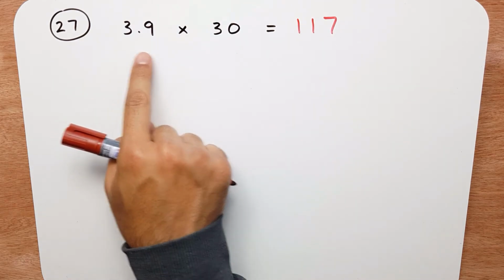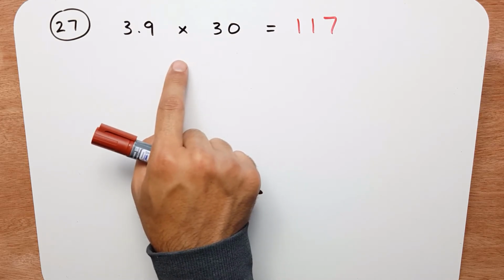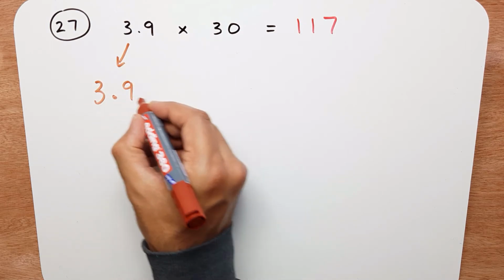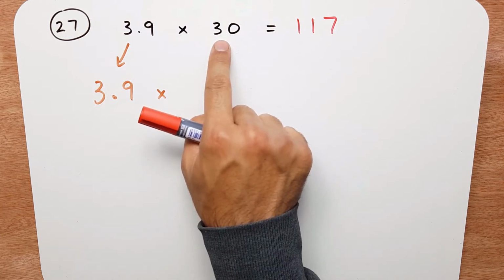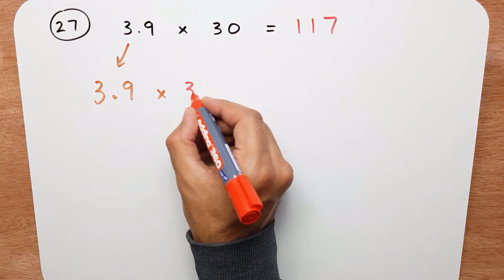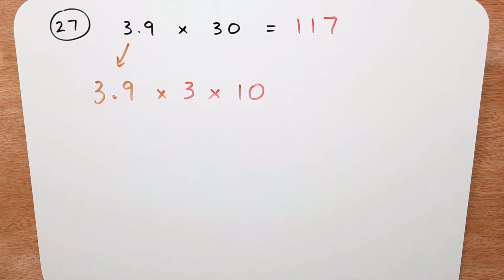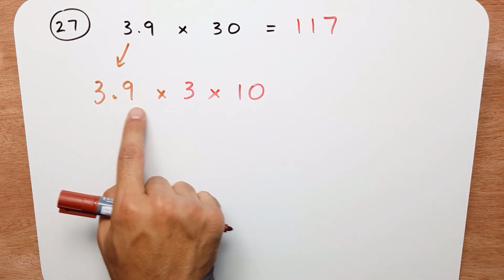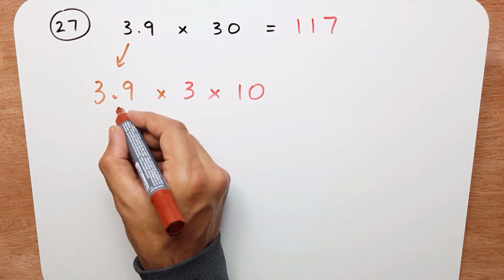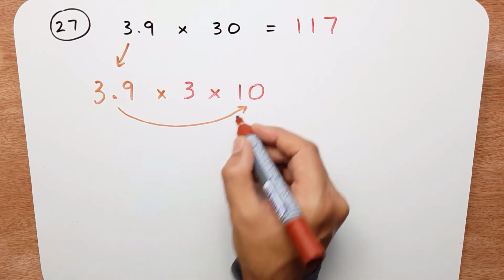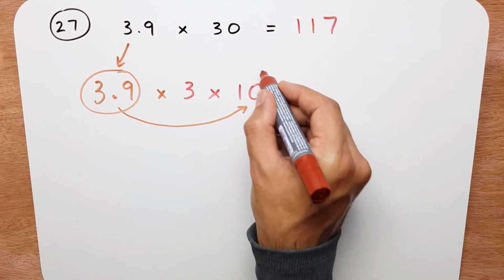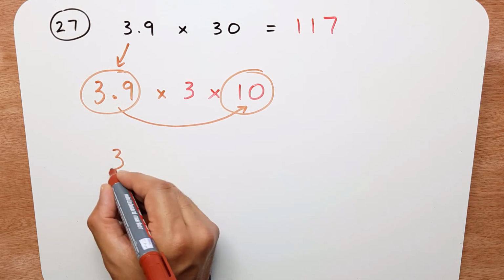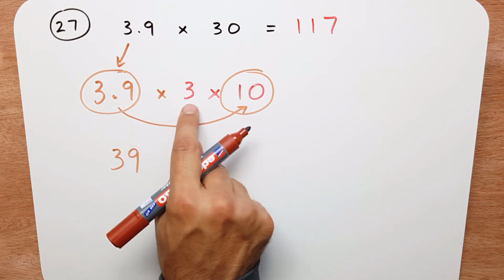Now I'm just going to show you another trick if you can spot this. It makes the calculation much easier. So let me write 3.9 down here. Times. Now if you know 30 can be split up into 3 times 10, that makes it much easier. Now I can do this many ways, but the way I like to do is 3.9 times 10. So I can do this calculation first. So I can do 3.9 times 10. And I know 3.9 times 10 is 39. And I simply multiply it by 3.